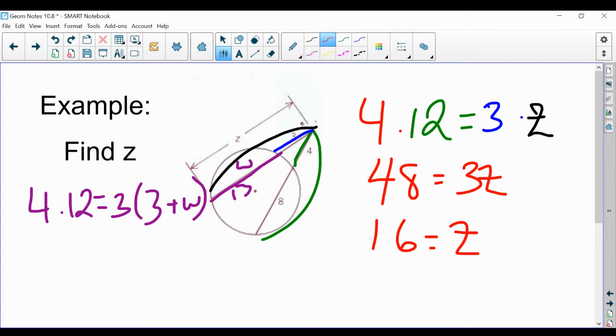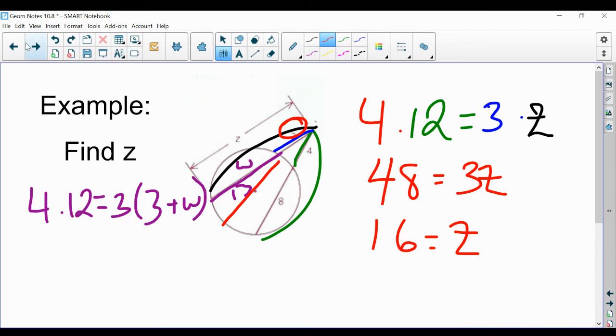It can get a little trickier. They may ask for that piece there, and then you might have to set up a quadratic, which hopefully factors. You might also see questions that go through the center and ask to find a radius. Okay, so these problems will get tougher. I just wanted to give you a brief overview of these three theorems.